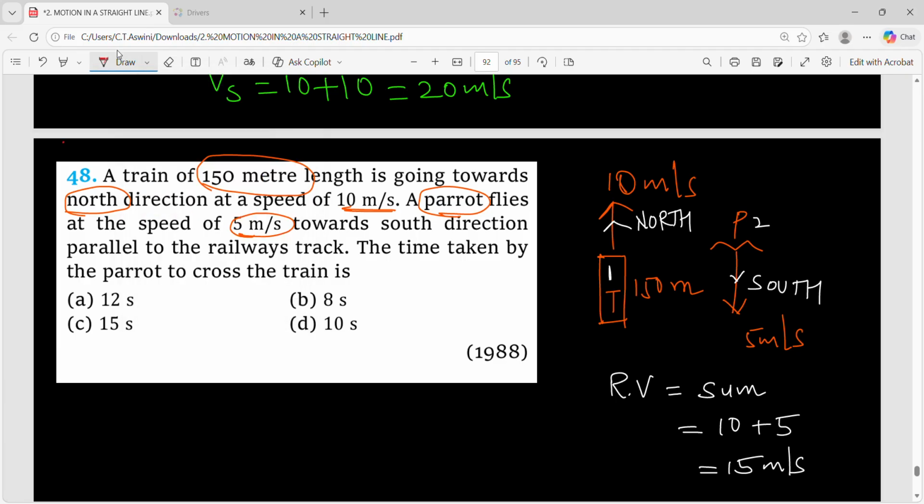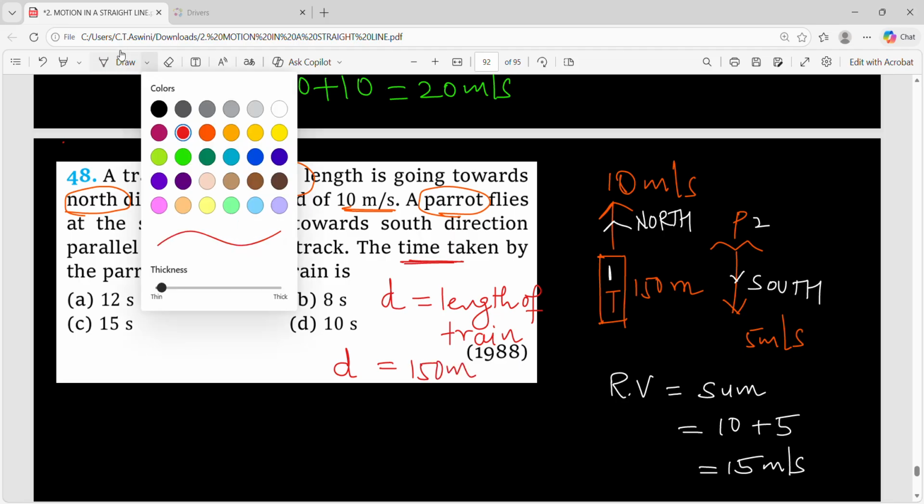Now, what is the question here? The time taken by the parrot to cross the train. So for crossing the train, how much is the distance that the parrot has to travel here? It's nothing but the length of the train, right? To cross the train, it has to travel the length of the train. So what is d here? It is 150 meters. You have to find the time taken.